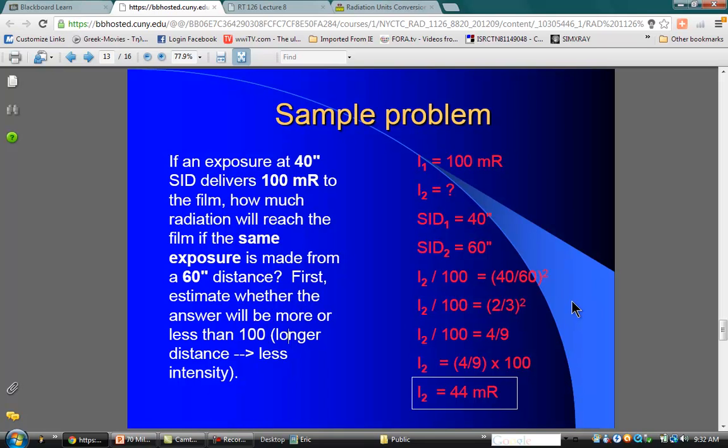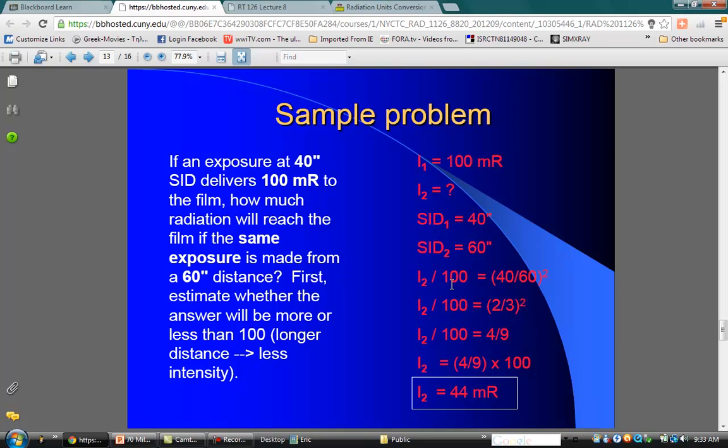So the first thing that you should do before you really even attempt this problem is to decide at the end of this problem, what kind of number should I have? If I am going from an exposure at 40 inches and I am now going to an exposure at 60 inches, I'm moving the SID further out. So I should be getting a lower amount of radiation. And you'll see that we will be getting a lower amount of radiation, 44 versus 100. But in any case, let's go through the rest of the problem.